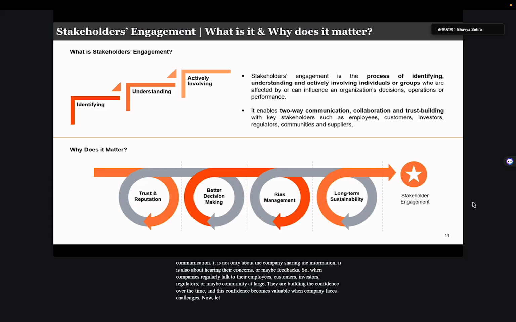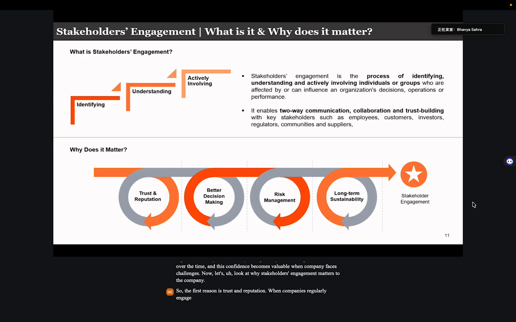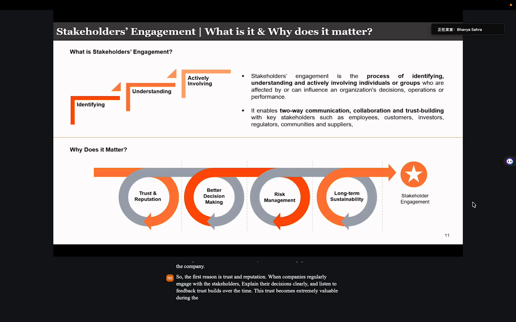Now let's look at why stakeholder engagement matters to the company. So the first reason is trust and reputation. When companies regularly engage with the stakeholders, explain their decisions clearly, and listen to feedback, trust builds over time. This trust becomes extremely valuable during difficult situations such as a crisis. Stakeholders are more likely to support or give time to companies they trust.